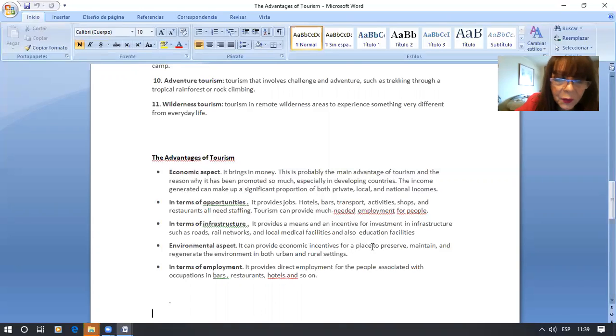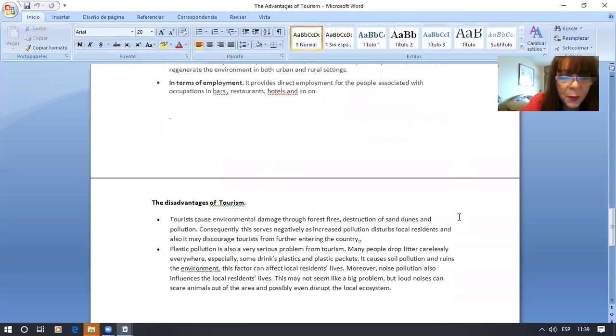Up to here, we talked with Kimberly about, as I told you, the types of tourism and the advantages. And then we went to the disadvantages in a very short way. And we listed that tourists cause environmental damage, for example through forest fires. Do you remember, a couple of years ago, Tiare and Kimberly, hello, that a man from another country provoked a big fire in Torres del Paine?